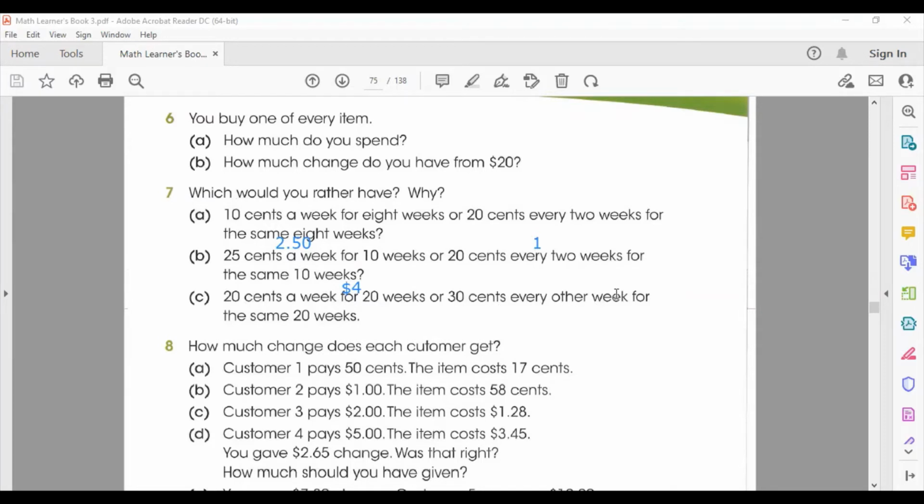30 cent every other week, meaning after 2 weeks equal to 30 cent. And there are 20 weeks, so 30 multiplied by 10. Why 10? Because after every 2 weeks we need to pay. So 30 multiplied by 10, 300 cent equal to $3.